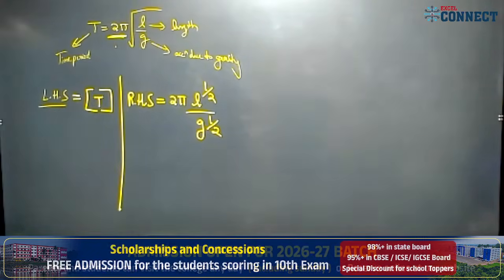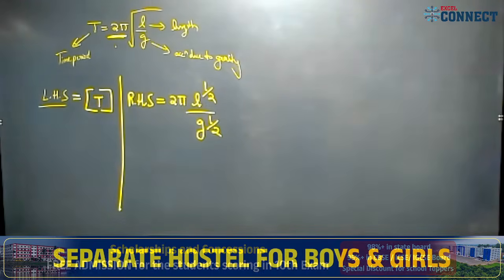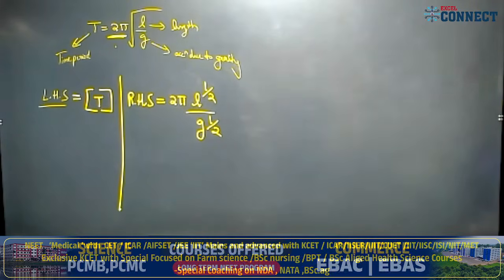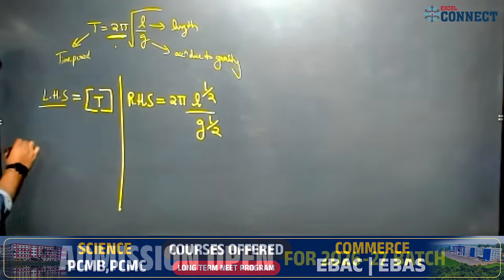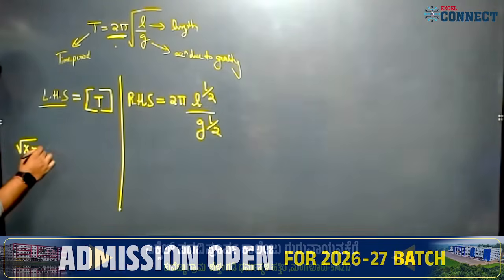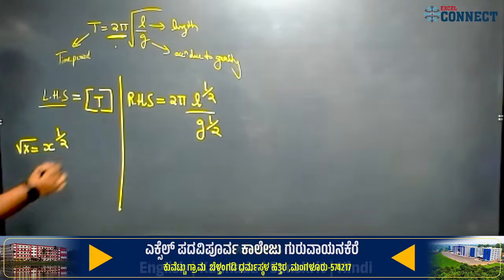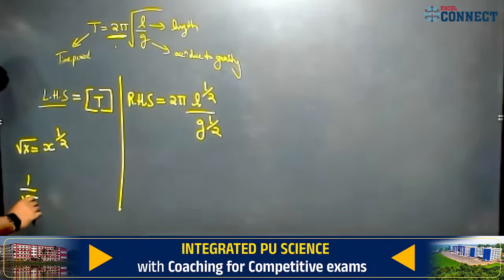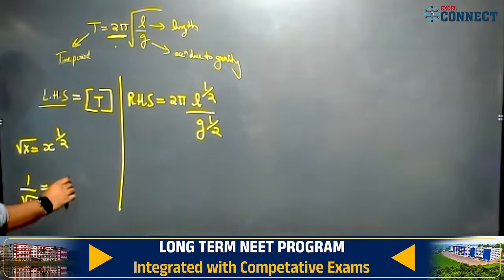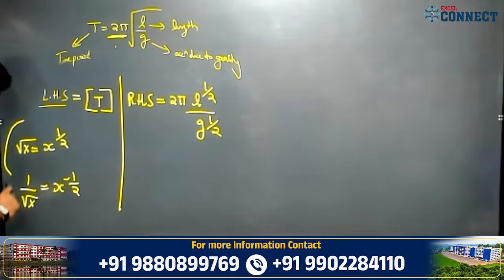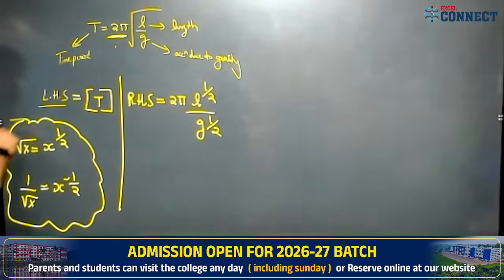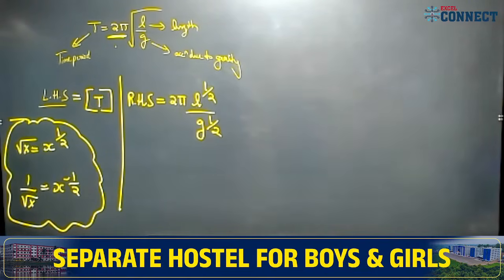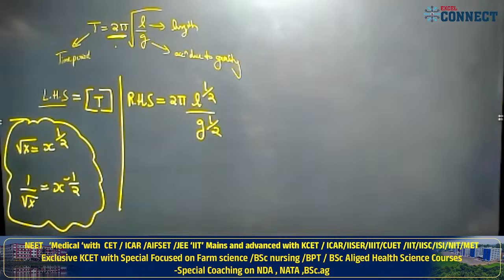Root L we can write as L power half, root G we can write as G power half. Why? You should remember what is root x. Root x means x power half. And one more thing you have to remember, what is 1 by root x? It is x power minus half. You should remember both of these. Okay, root x is equal to x power half, 1 by root x is x power minus half.